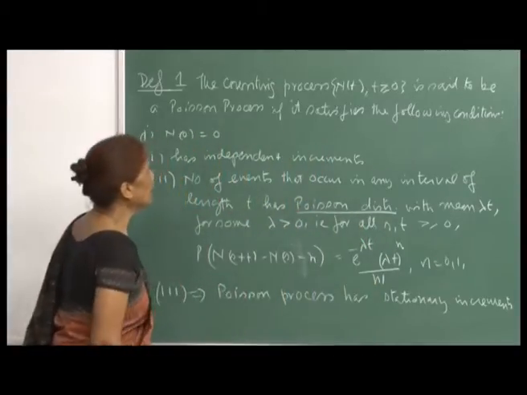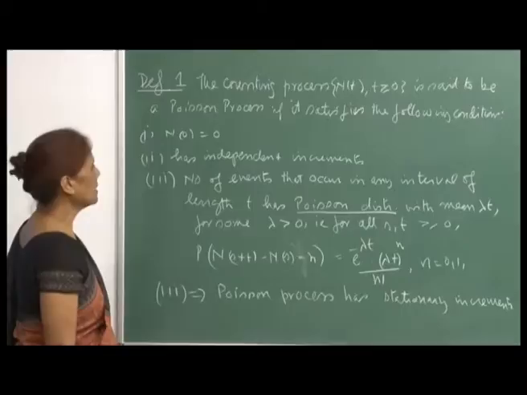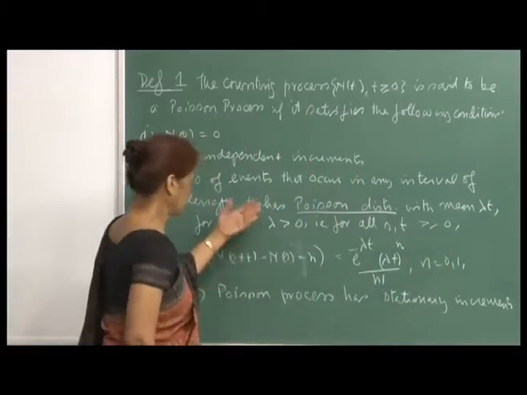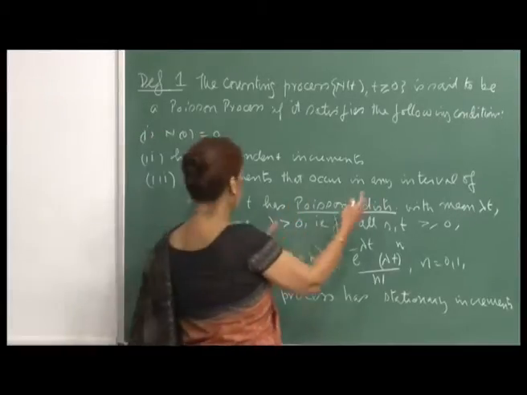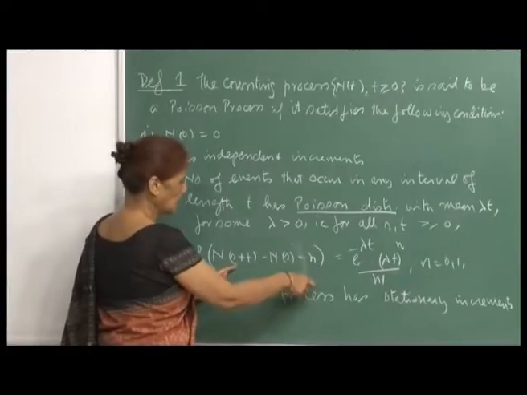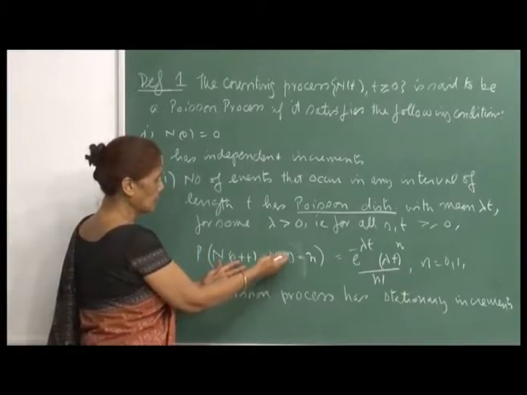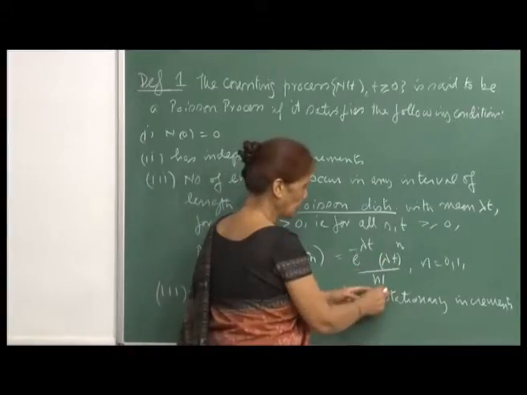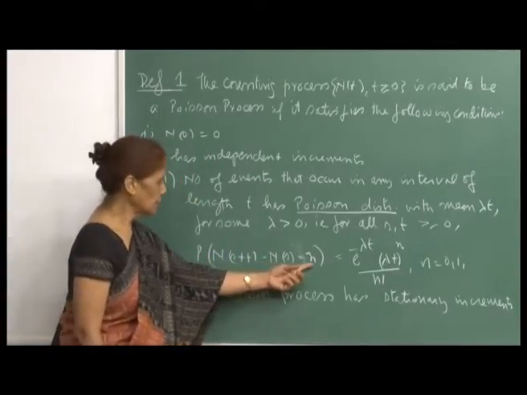So, therefore, we are saying that the counting process will be a Poisson process if the number of events that occur in any interval of length t has a Poisson distribution with mean lambda t, where lambda is some positive constant. That means, because the time interval is of length t, the probability of N(s+t) minus N(s) equal to n, the number of events that occur in the interval from s to s plus t, whose length is t, will be e raised to minus lambda t, times lambda t raised to n, upon n factorial, with n varying from 0. So, this is your probability for any integer value of n.